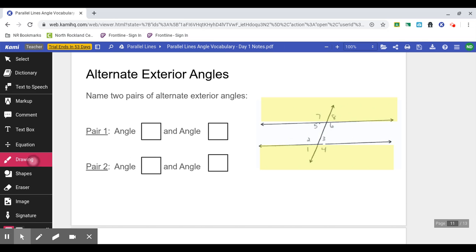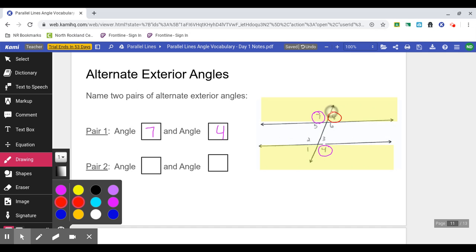Well, angle 7 and angle 4 are on opposite sides of the transversal. Angle 7 is on the left and angle 4 is on the right, making angle 7 and angle 4 alternate exterior angles. And then angle 8 and angle 1 are on opposite sides of the transversal, and they're in the exterior region, making angle 8 and angle 1 alternate exterior angles.